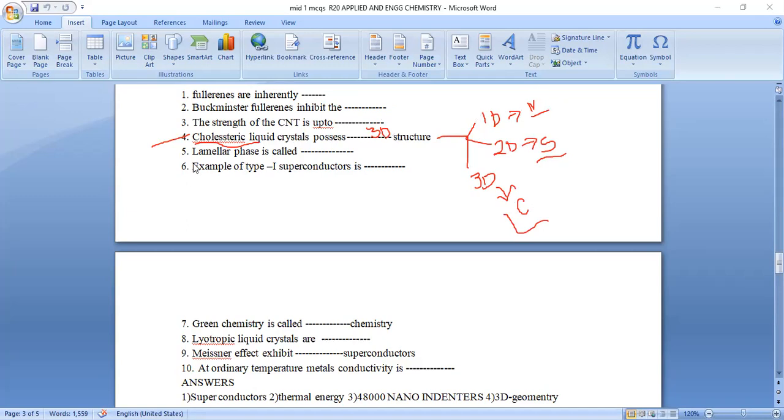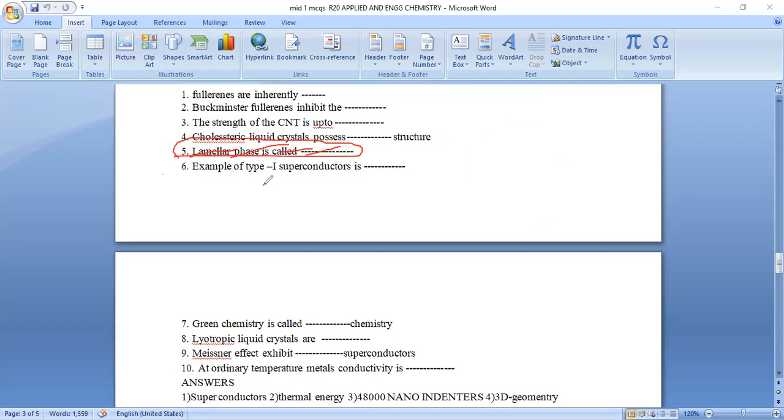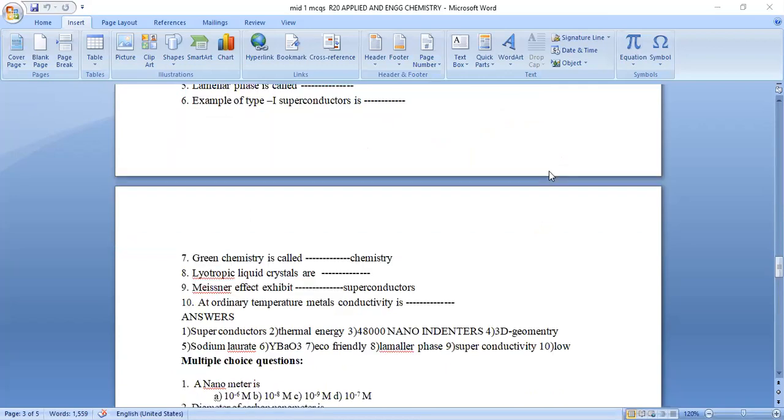Question number 5 belongs to the liquid crystals syllabus, which we have already discussed. Now we discuss question number 6, superconducting materials. Superconducting materials have a higher magnetic property, and they are known as diamagnets. Next.